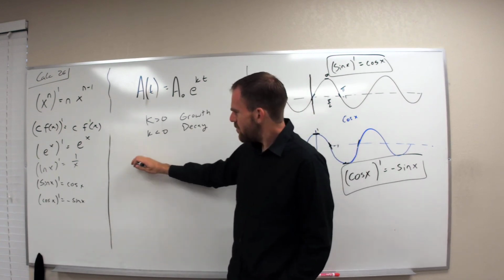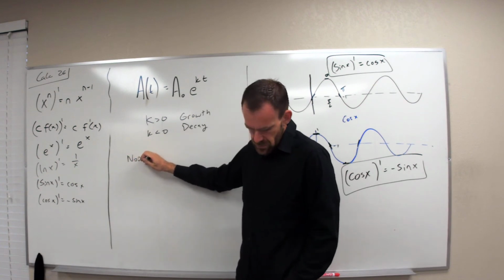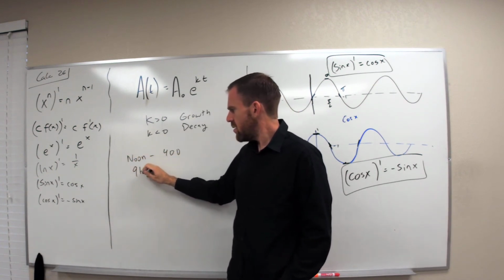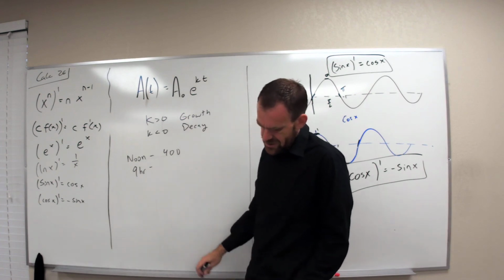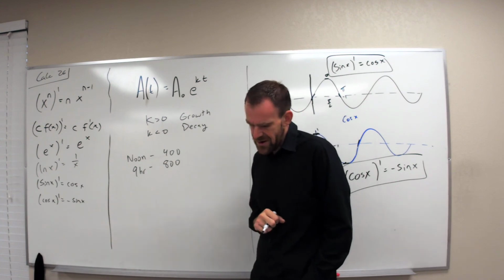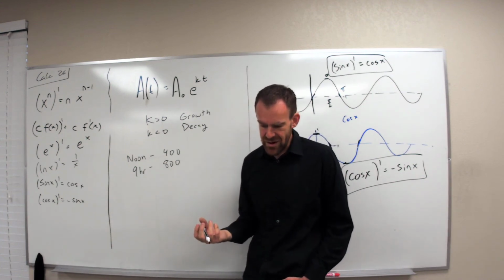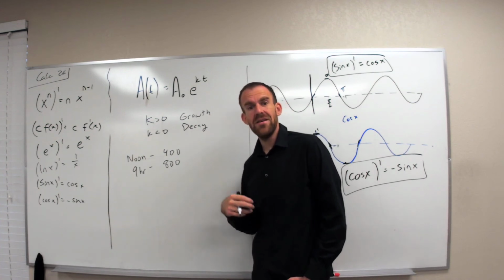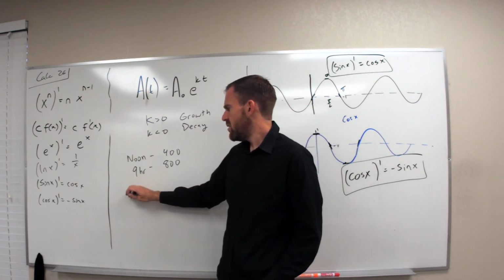The amount of bacteria present at noon was 400. 9 hours later, the bacteria numbered 800. Assume exponential growth and find the equation that describes the number of bacteria as a function of time. Then find the number of bacteria present at noon the next day.